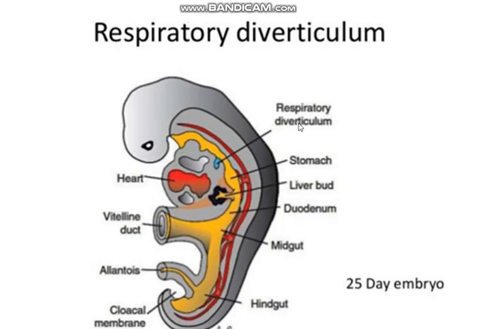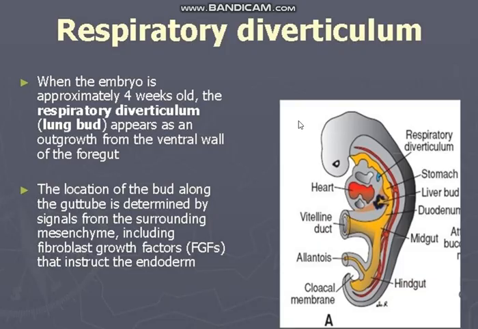Respiratory diverticulum. In the embryo approximately 4 weeks old, the respiratory diverticulum, or lung bud, appears as an outgrowth from the ventral wall of the foregut. The location of the bud along the gut tube is determined by signals from the surrounding mesenchyme, including fibroblast growth factor, that instruct the endoderm.